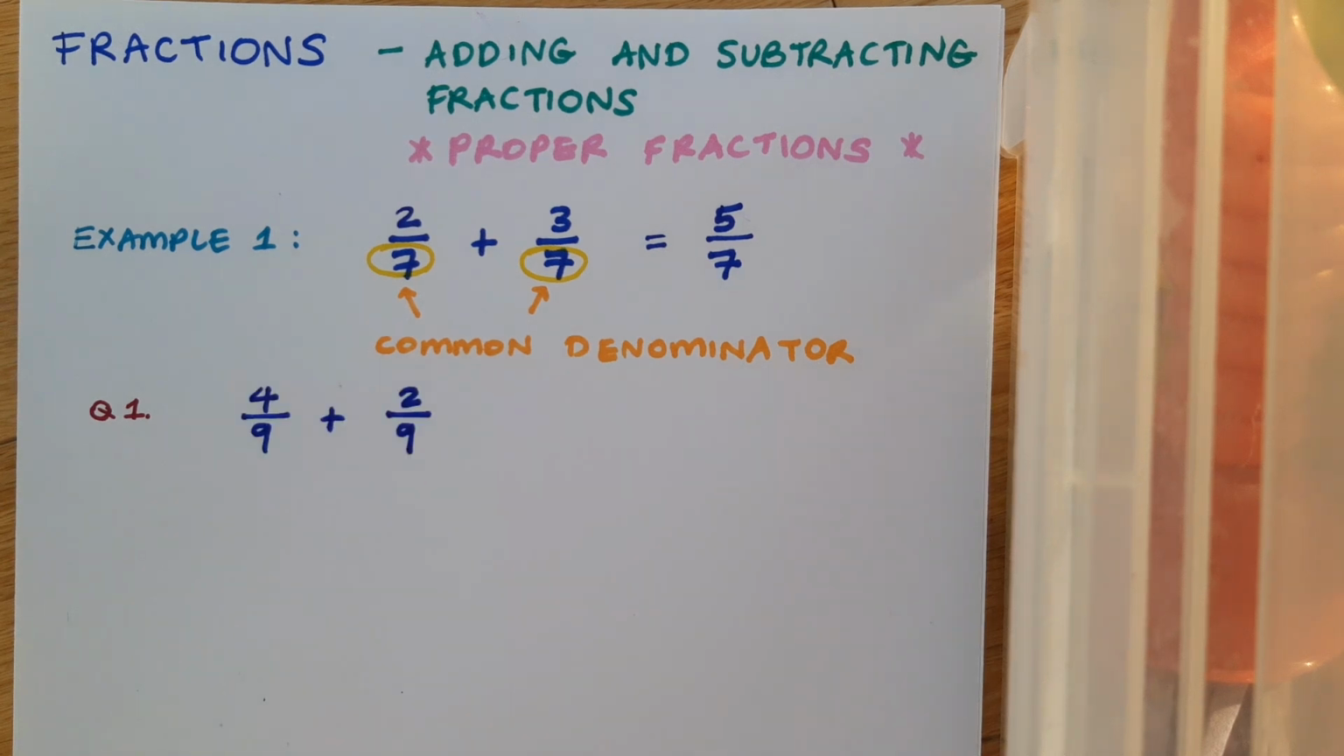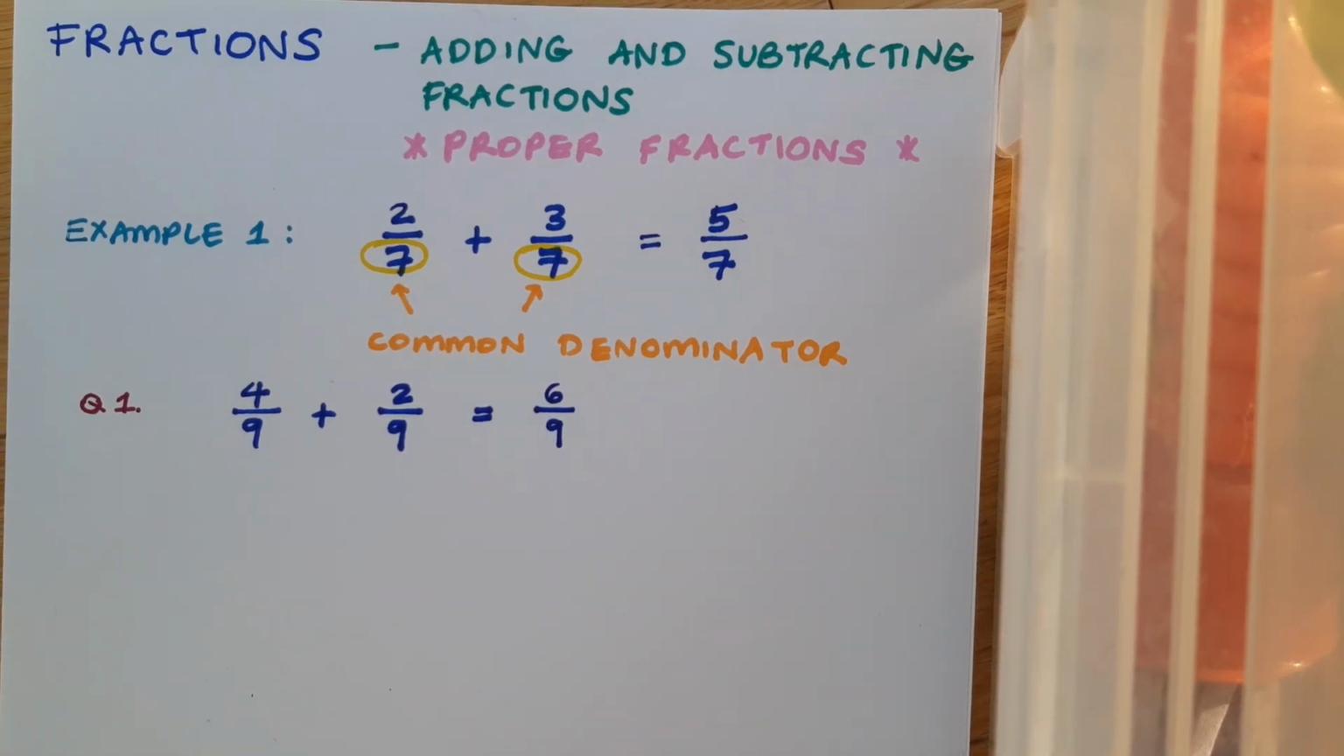Work out what you get when you add 4 ninths and 2 ninths. Okay, well this really couldn't be any easier. Since I have a common denominator, I just add the 4 and the 2. So my answer is 6 ninths.